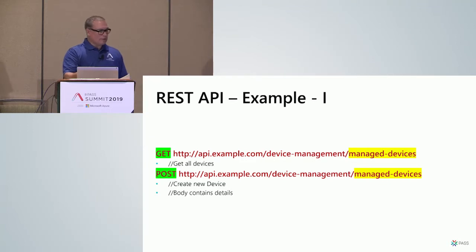If we do a POST, we can create a new device, but we also have to establish the body of the request. But as you can see, the endpoint is actually identical. So we actually query the same URL, but with a different method and a different payload. So either we post a payload or we get something back.